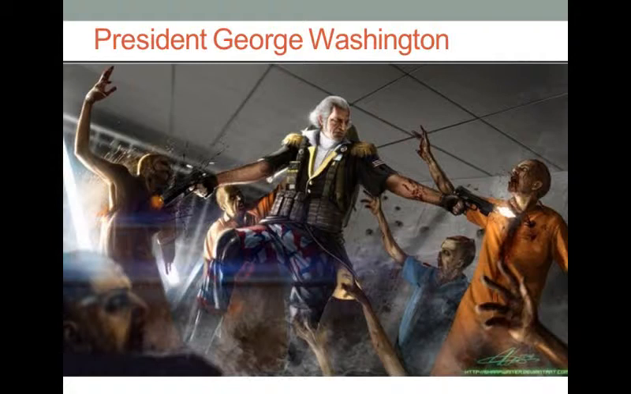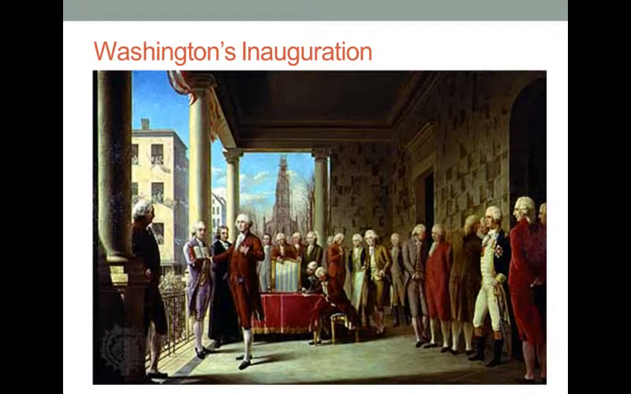So, George Washington, here's what he did. One of the first things that happened with George Washington is that he was inaugurated as president. So at his inauguration celebration, what did he get to become? President. Because in order to be president, you have to be inaugurated.